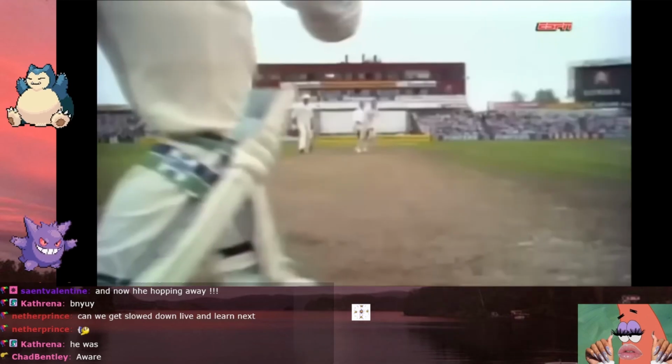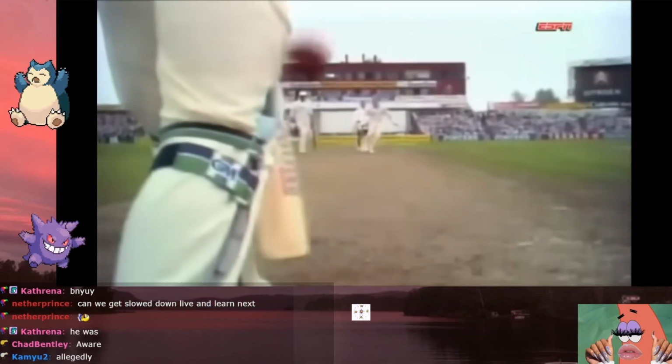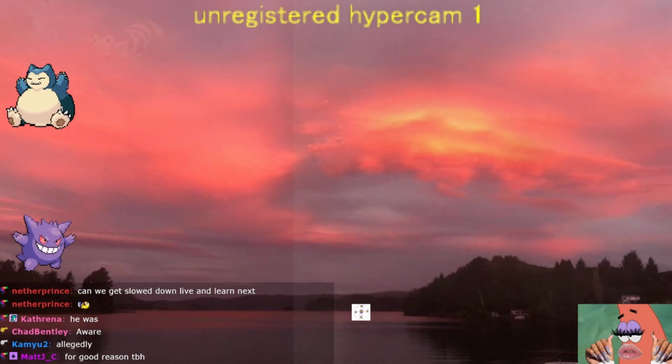His front foot didn't move out just enough. Yeah, there's the stump cam. Just a bit slow. It spun just enough to hit just the top of the off stump.